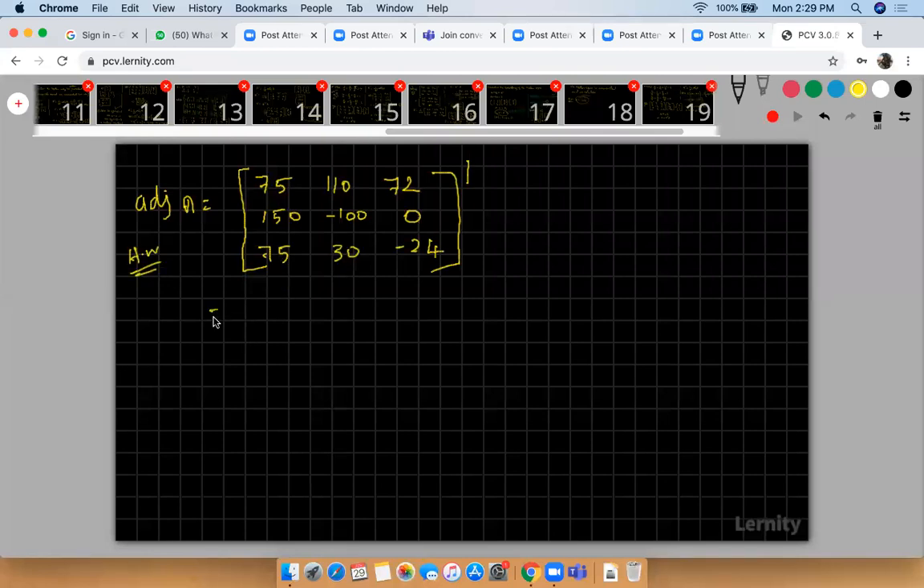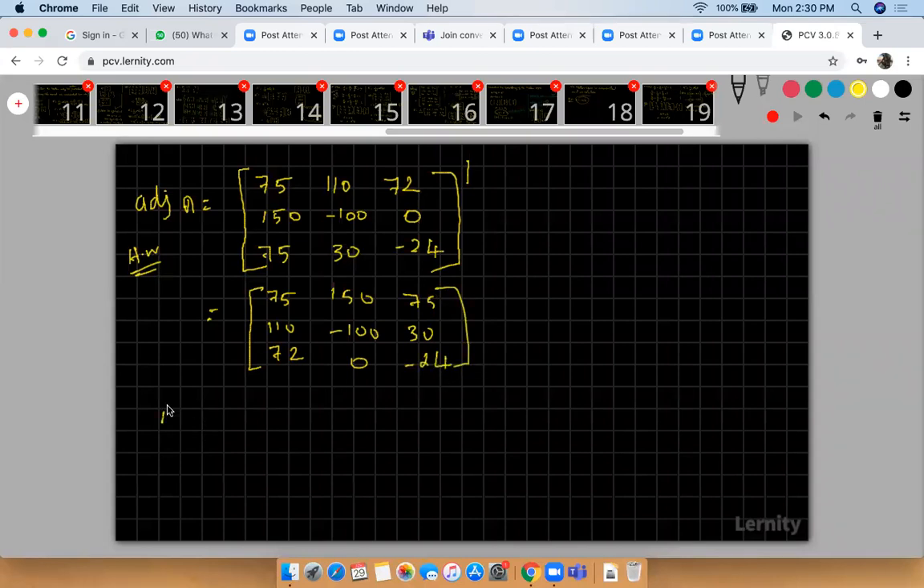Because we have discussed many problems to find the adjoint of A, that means write the minor first and multiply by plus. Write the minor and multiply by minus. Write the minor, multiply by plus. So you will get the adjoint of A with the transpose. Right now, what is my A inverse? Take a transpose here. What is the transpose? Write row into column. 75, 110, 72. This is 150, minus 100, 0. And this is 75, 30, minus 24.